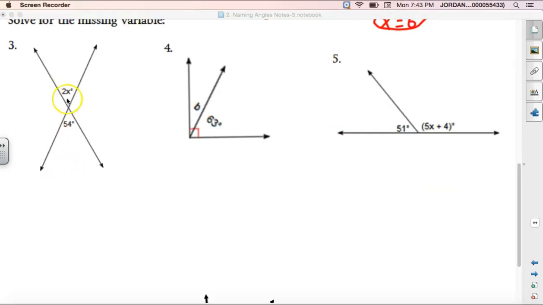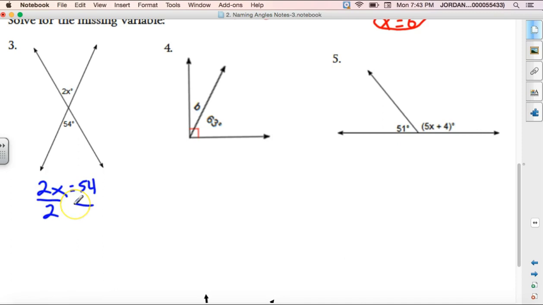Okay, so right here on number 3, we notice that 2x and 54 do not share a side, so they're vertical. And we know that vertical angles are always congruent. So we can set up our equation as 2x equal to 54. Vertical angles are always equal to each other. So I'm going to set them equal, then solve, divide by 2, divide by 2. 54 divided by 2 is 27. So we found the missing variable, x is 27. We don't have to plug it in because they just said solve for the missing variable.